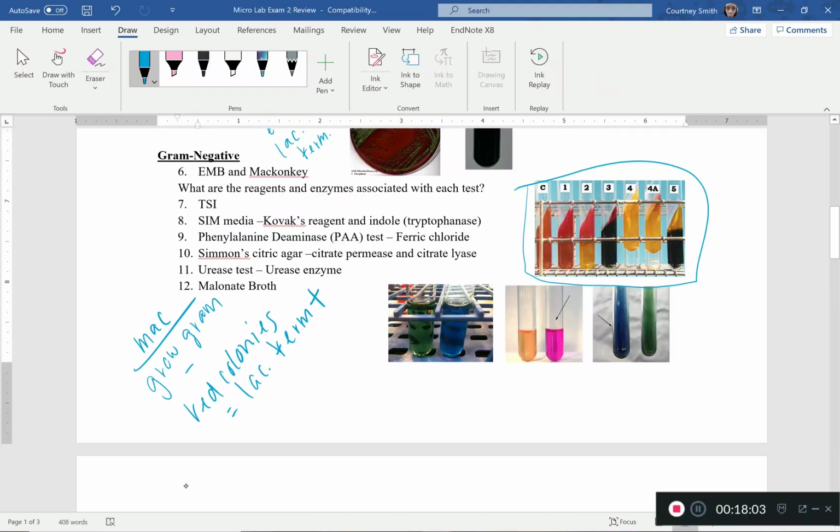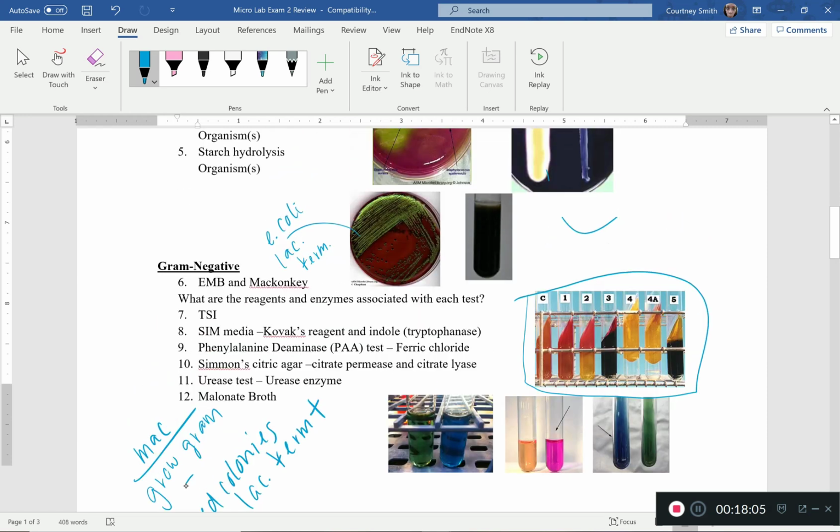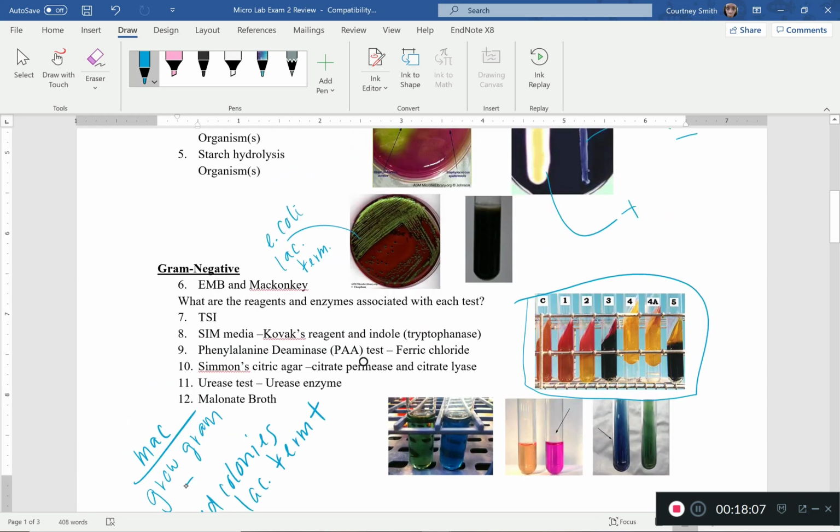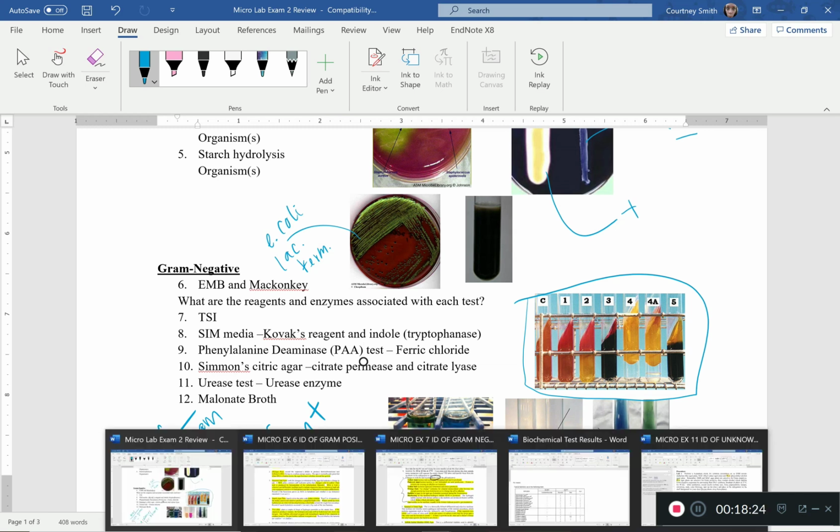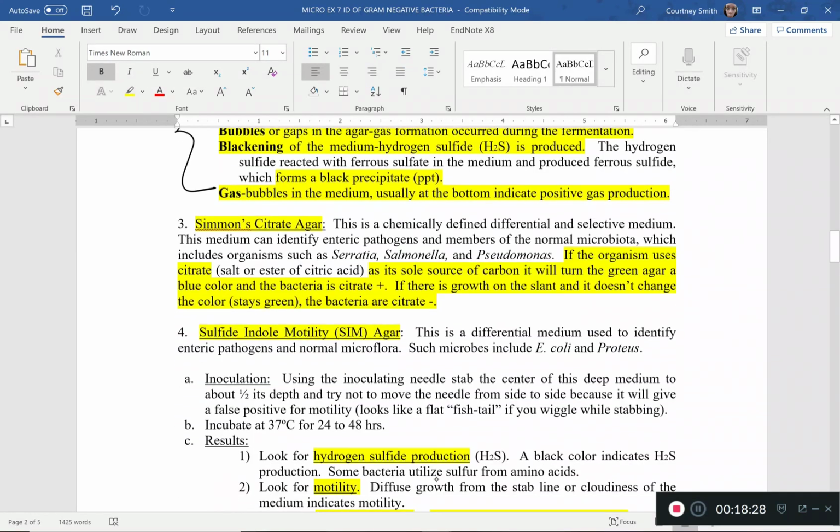So the next media is going to be the SIM. The SIM test tests for 3 different things. It tests for motility, indole production, and as well as, I believe, an enzyme presence, if I remember correctly. So with SIM, you need to add Kovacs to it in order to test for indole. So let's go ahead and go to the SIM.